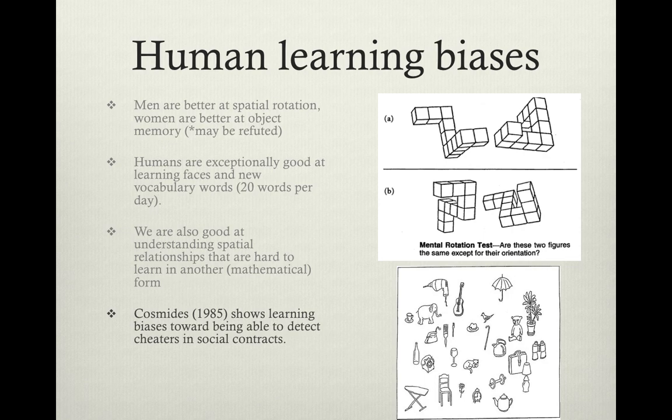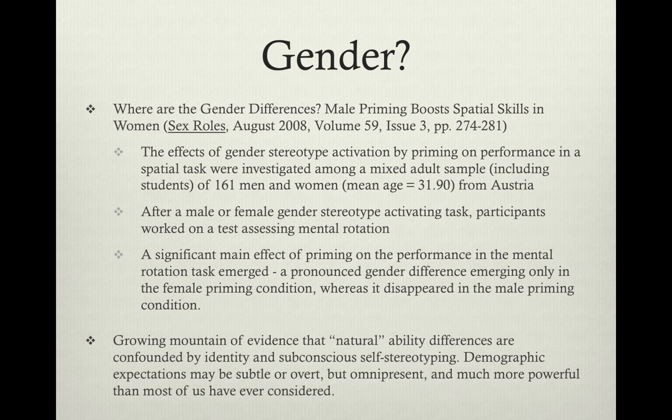So we are able to recognize when people are cheating in this social context that we may not recognize in other problems that have those same particular characteristics. So this may be refuted, this gender difference. There was some recent research, 2008 and beyond, that looked at the role of gender priming in people's behavior. And so it worked with this typical stereotype that men are better at math and spatial reasoning, women are better at object memory and language.